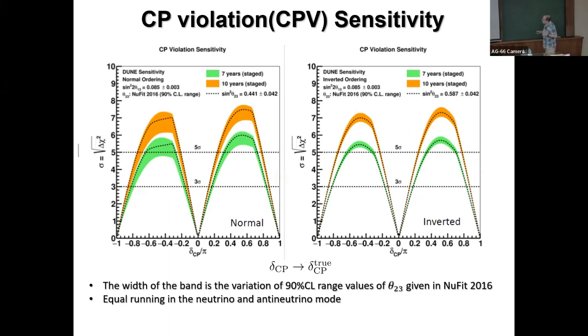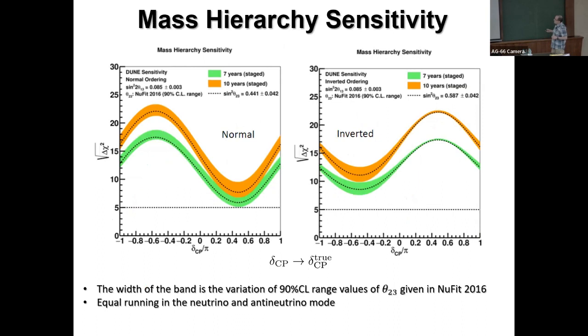So the bands are the range of values of variation of the allowed values for theta 23. NuFit is a package that makes the combination of all data for 2016, but there is not very much variation right now. So for the mass hierarchy it is very, very impressive. For all the values of delta CP, you are going to have much more than 5 sigma significance for normal hierarchy and also for inverted hierarchy. So it's amazing how powerful the sensitivity of DUNE is.